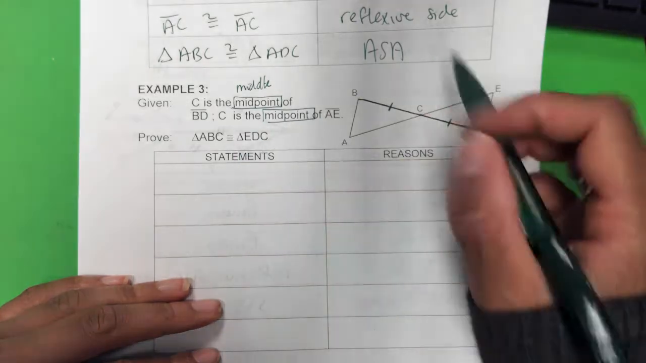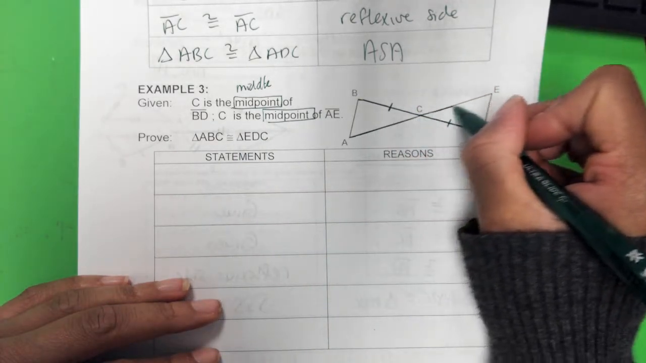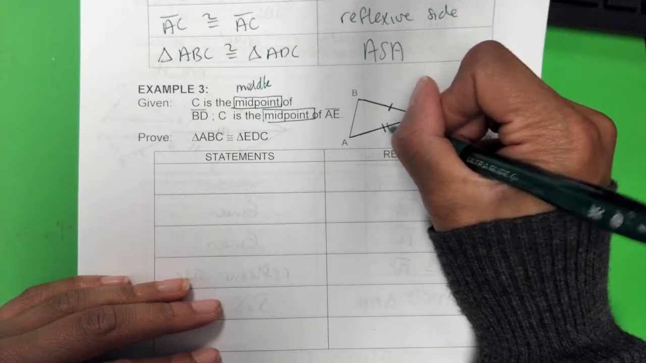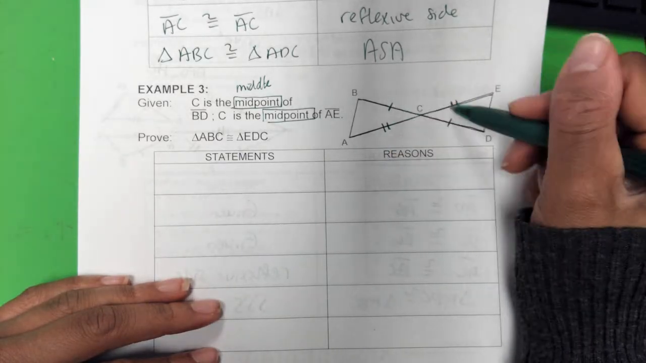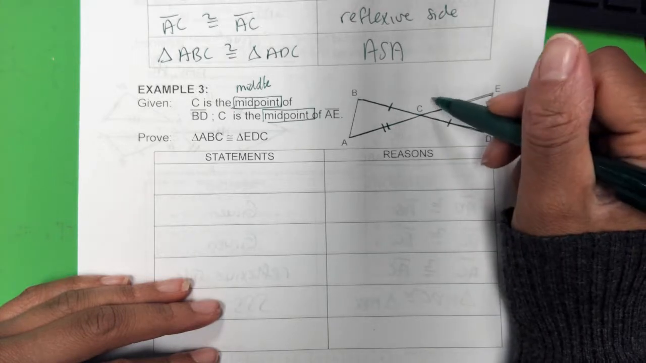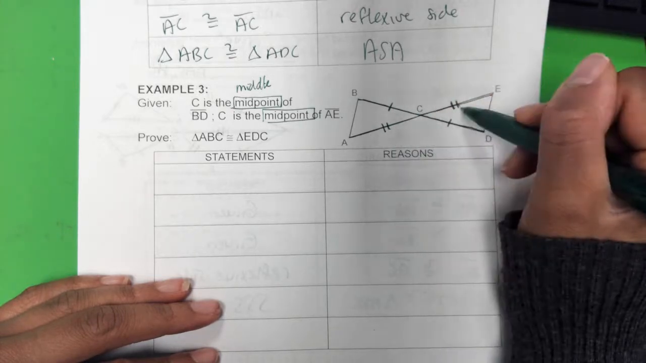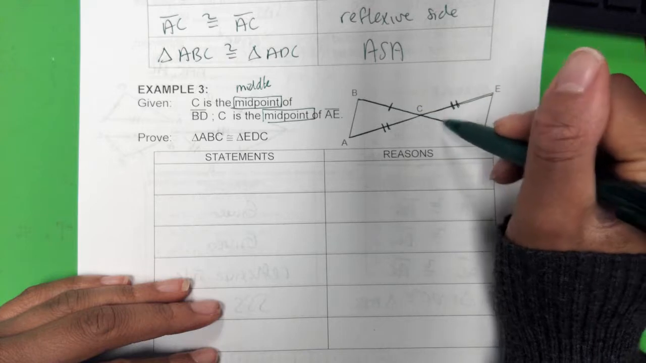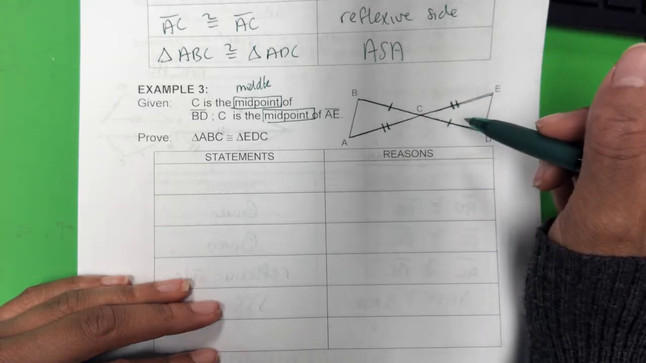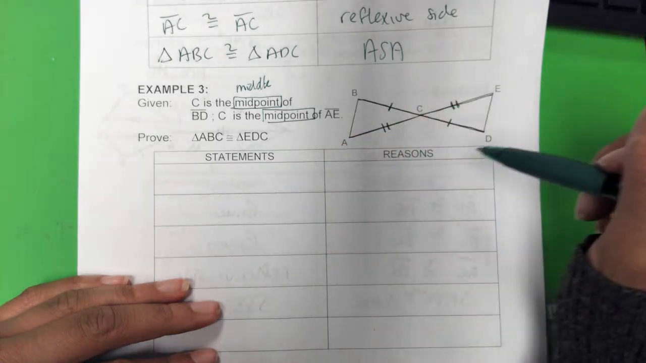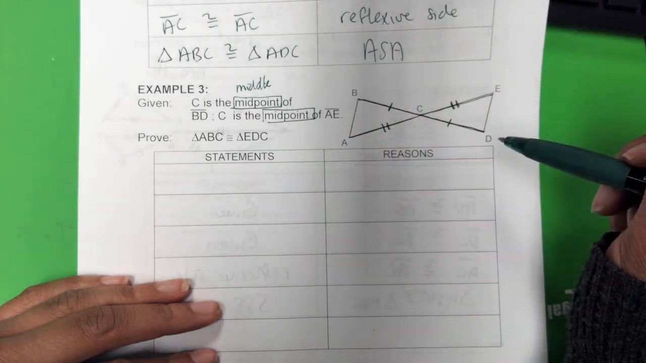So C is also the midpoint of AE. So that means that these sections are congruent too. Note, these two are not congruent. Otherwise, it would say AE is congruent to BD. That's why these are different, because it doesn't say so. So now I have to prove that triangle ABC is congruent to triangle EDC.